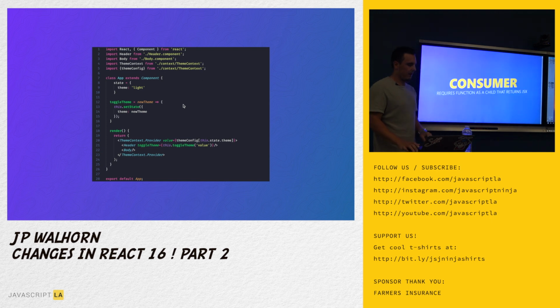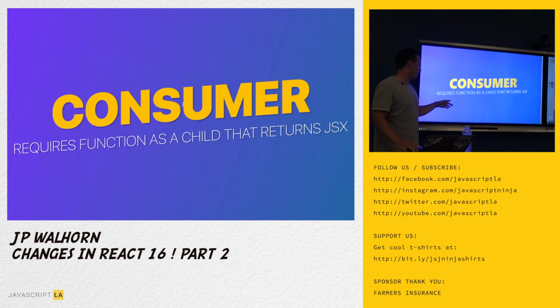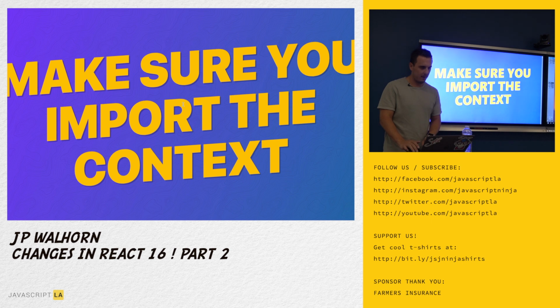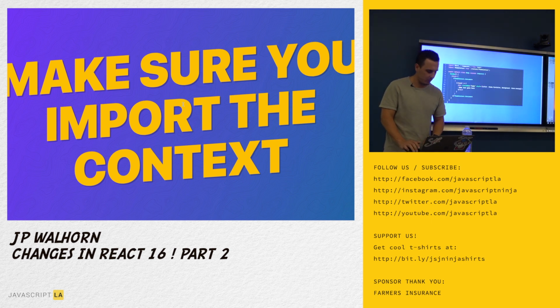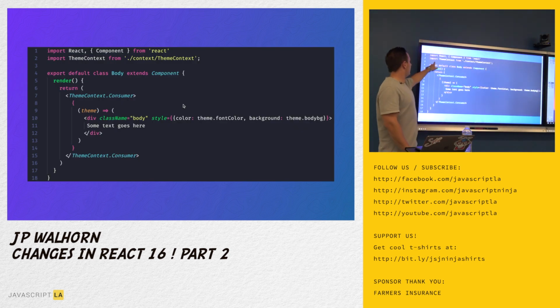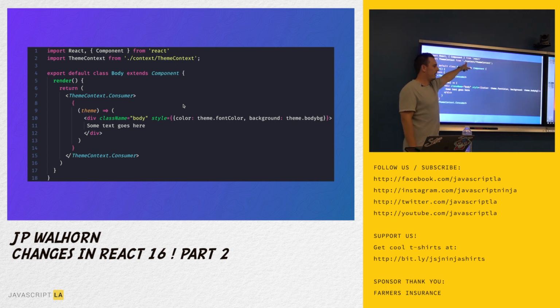So let's go to the last level, the consumer. The only requirement is that it needs to return a function as a child that returns JSX, and I can show you how that looks. And I should probably not forget, you want to import the context into the consumer file, otherwise it doesn't work. So as you can see, I'm importing the theme context from wherever I defined my context.